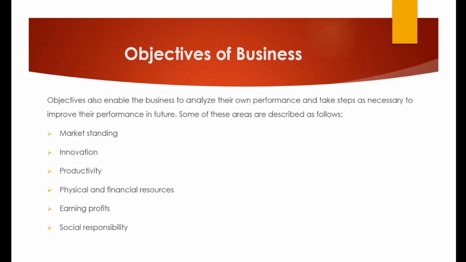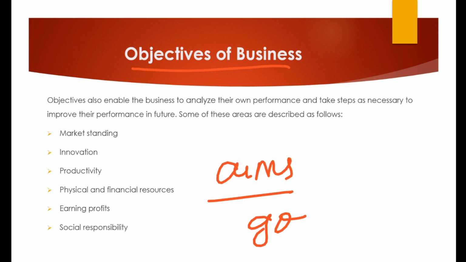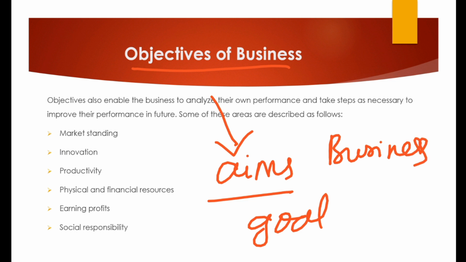Today, let us start with objectives of business. What are objectives? Objectives we can call an aim or a goal which a business wants to achieve by performing business activities or business tasks. Everyone who is doing a business directs it towards the achievement of certain objectives, which they want to achieve.